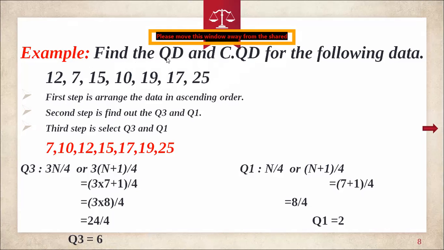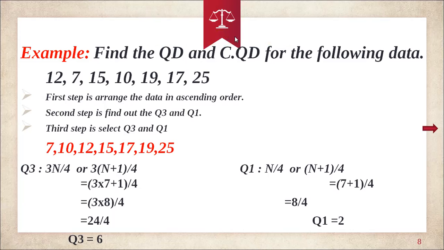So what we have to do using this data? The first step is to arrange the data in ascending order. Ascending order is nothing but small to big. Then the second step is to find out Q1 and Q3. Then the third step is to select Q3 and Q1 in the particular data set.